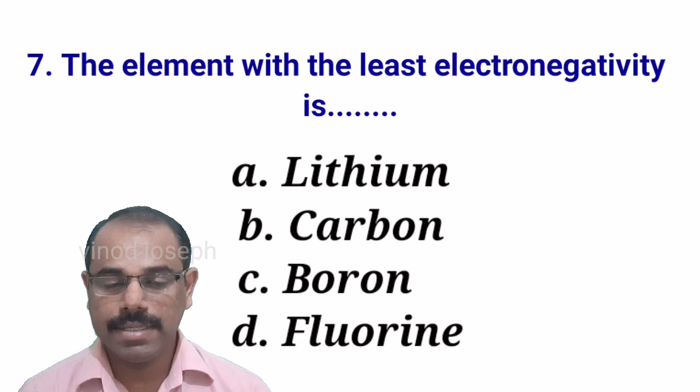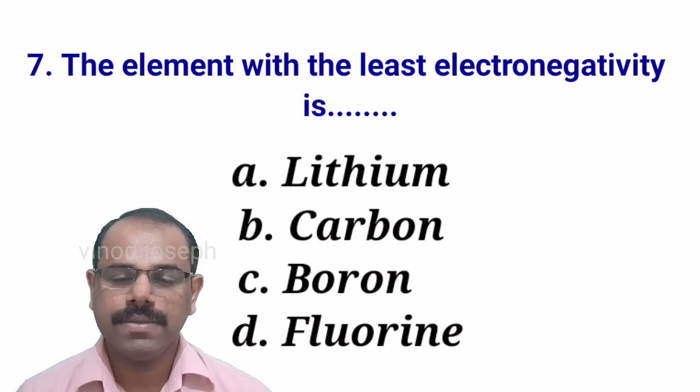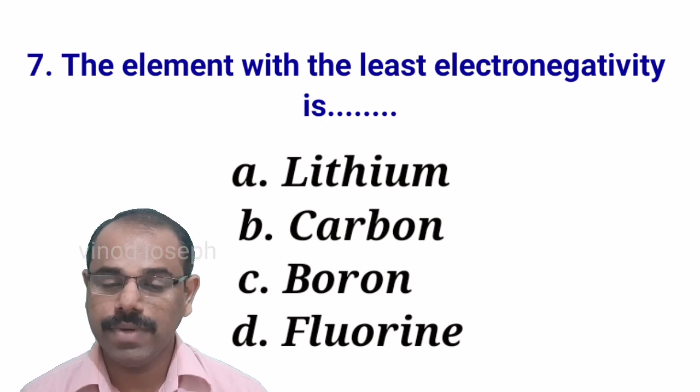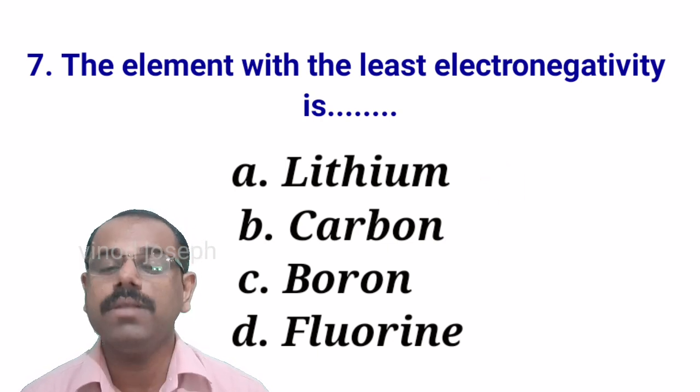Electronegativity values increase from left to right. So least electronegativity means they are group 1 elements. So you find out which are in group 1 or maybe in group 2.